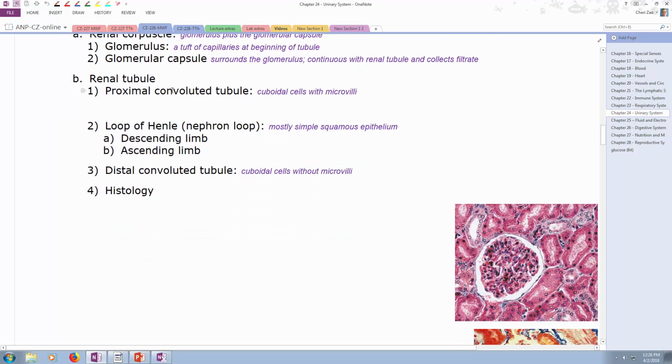proximal convoluted tubule. We will find in there histologically cuboidal cells with microvilli. Why do we have microvilli? Absorption. Increases surface area. So remember, whenever you see microvilli, you know there's an absorptive feature going on in here. And so this is very important. This microvilli helps this proximal convoluted tubule to be the main area for reabsorption of solutes.